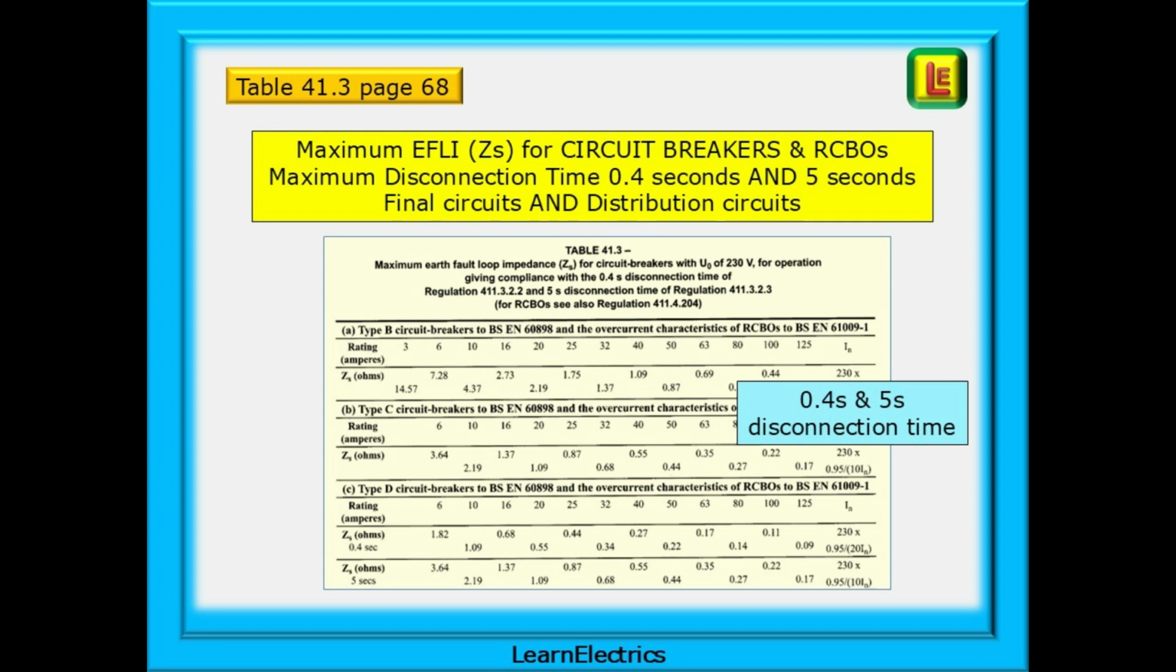Table 41.3 on page 68 is different. This is for the maximum EFLI or Zs for circuit breakers and RCBOs with a maximum disconnection time of 0.4 seconds and 5 seconds for final circuits and distribution circuits. Both are covered in just one table.